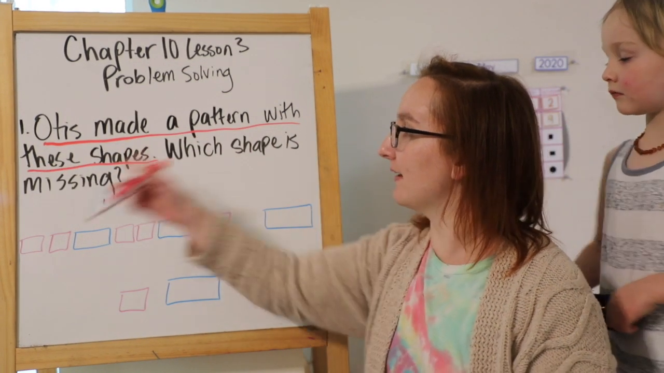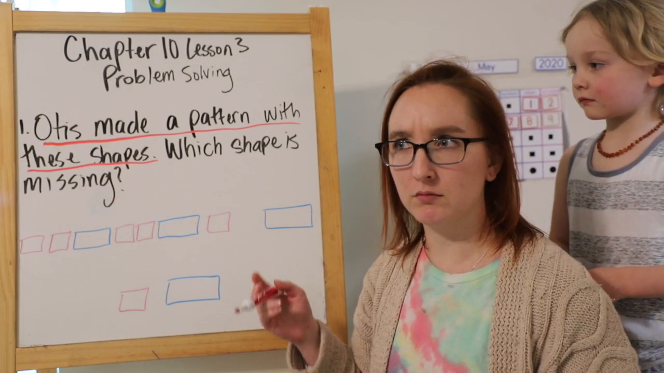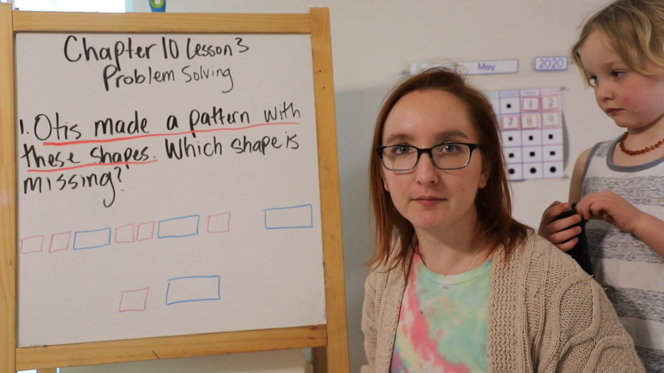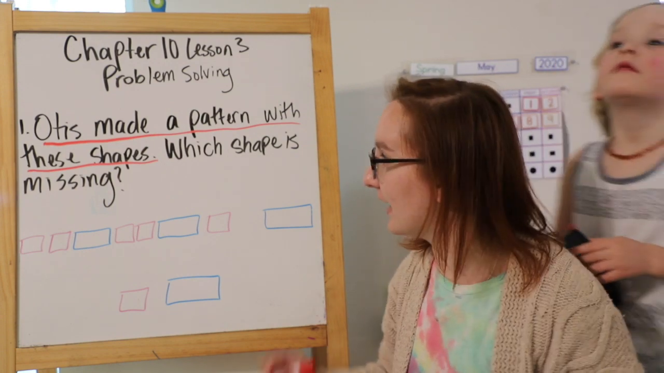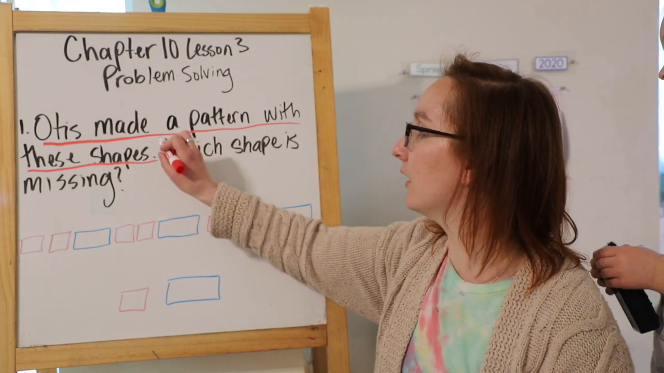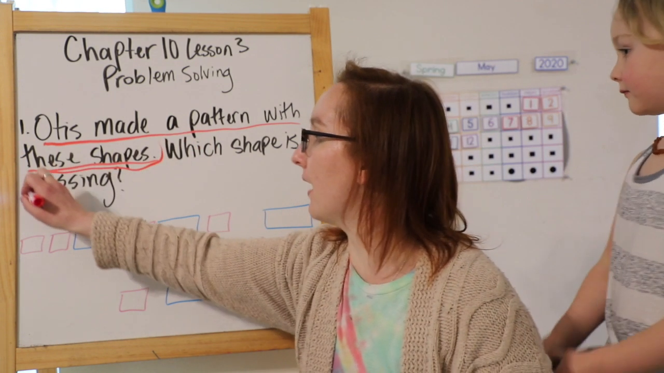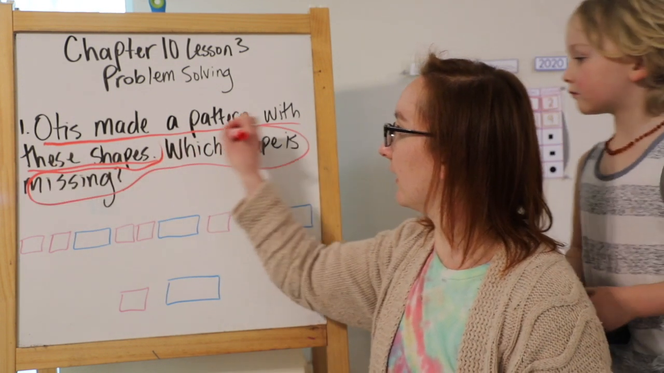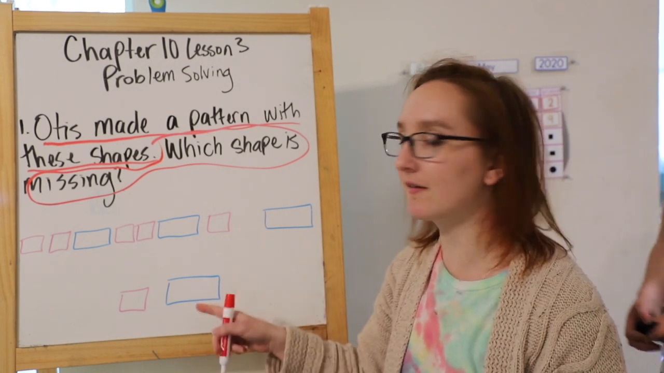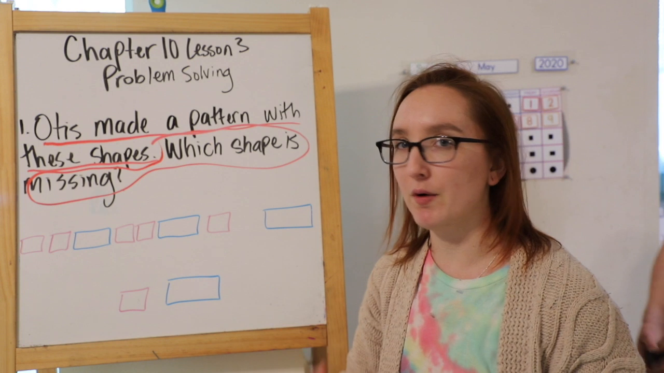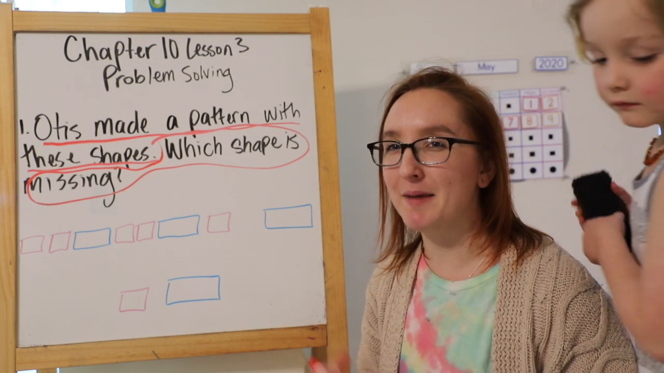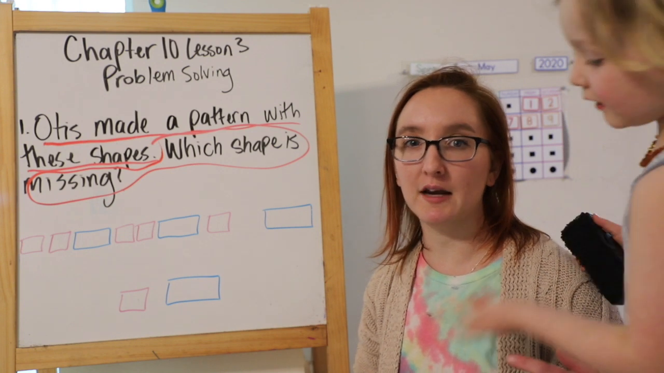Which shape is missing? Do we know that, or is that something that we need to find out? It's something we need to find out. Normally, if it ends in a question, it's something that we need to figure out. So we're going to circle that part. Then we'll look at our pattern again and try to figure out which one needs to go into that pattern. What really helps is when you say it out loud, and it makes it a little bit easier to figure out what we need.